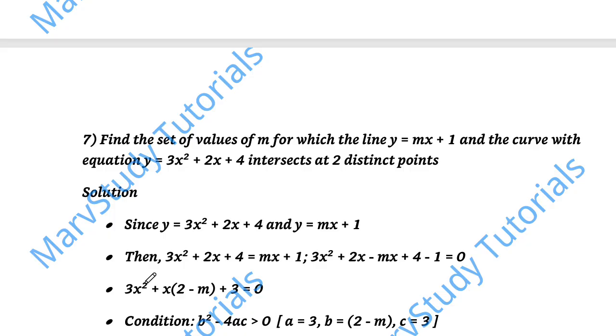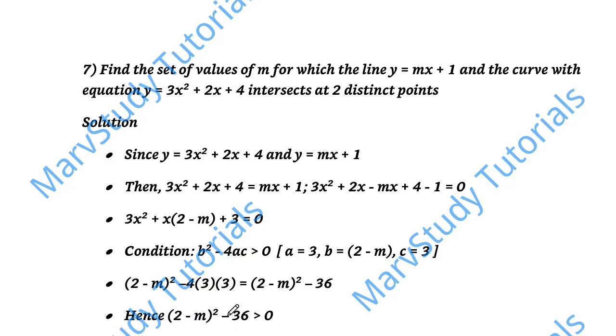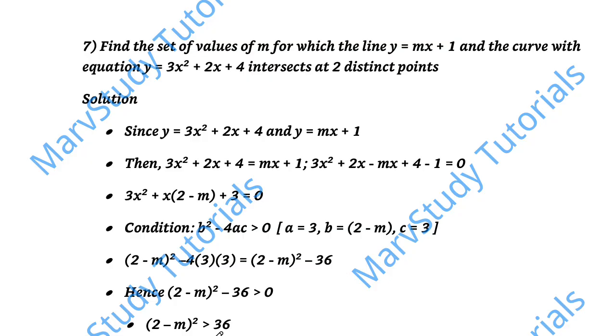and comparing with the general form, a is equal to 3, b is equal to 2 minus m, as that's the coefficient of x, and c is equal to 3. So substituting that, we're going to have 2 minus m all squared, minus 4 times a, which is 3, times c, which is 3. So 4 times 3, 12, times 3, 36. So we have 2 minus m all squared minus 36 as b squared minus 4ac, then greater than 0. Then when negative 36 crosses to the right hand side of the equation, we are going to have positive 36, and we're going to have something like this, right?